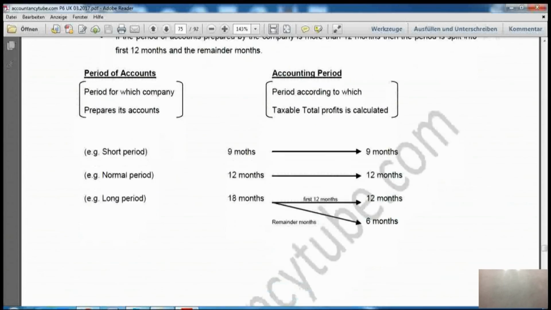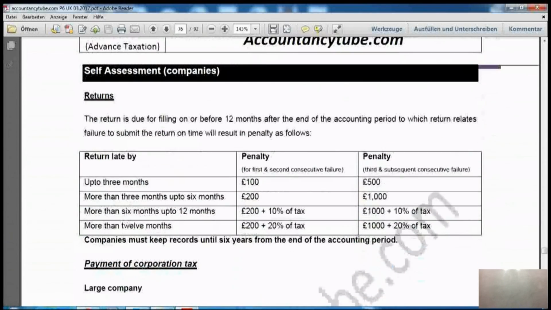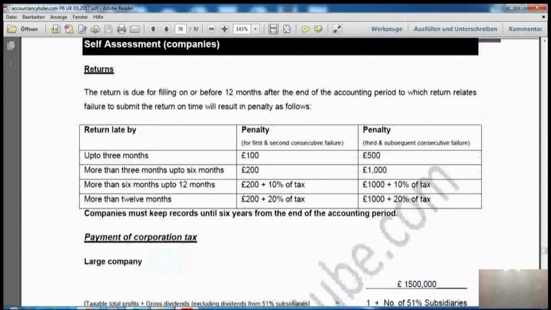All right. So let's move forward to the next page. That is called self-assessment. Now, self-assessment for companies; we've already seen self-assessment for individuals in a couple of lectures before, I think. However, as far as self-assessment for companies is concerned, that's here. Now, what are returns? You already know the income tax return. As far as companies are concerned, they have to submit the VAT return as well. They have to submit the tax returns as well.